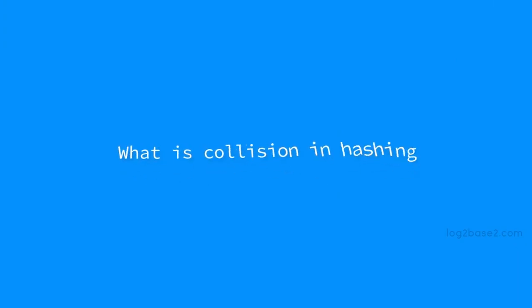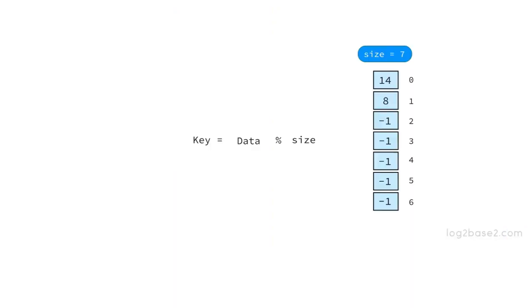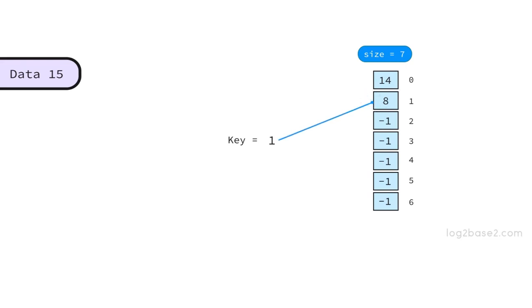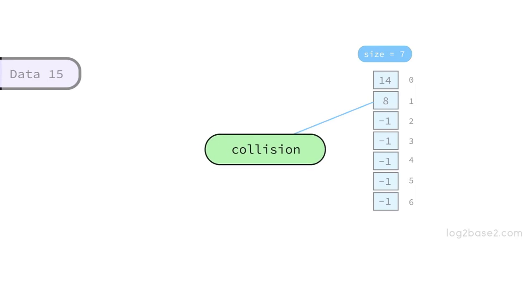Now what is collision in hashing? Let us insert the element 15 in this table, and we have key is equal to element mod size, that is key is equal to 15 mod 7, which is equal to 1. That is, the element 15 should be inserted at index 1. But index 1 already has the element 8. So here, 2 or more different elements are pointing to the same index under the modulo size operation. And this is what is called collision. So how can we handle this kind of collision? Let us learn how to avoid a collision in the next video.